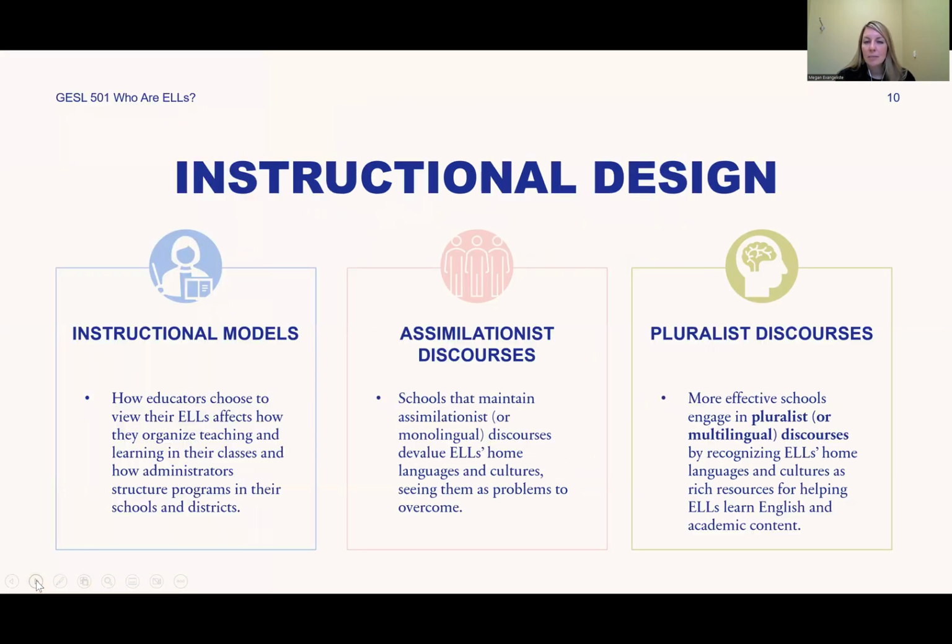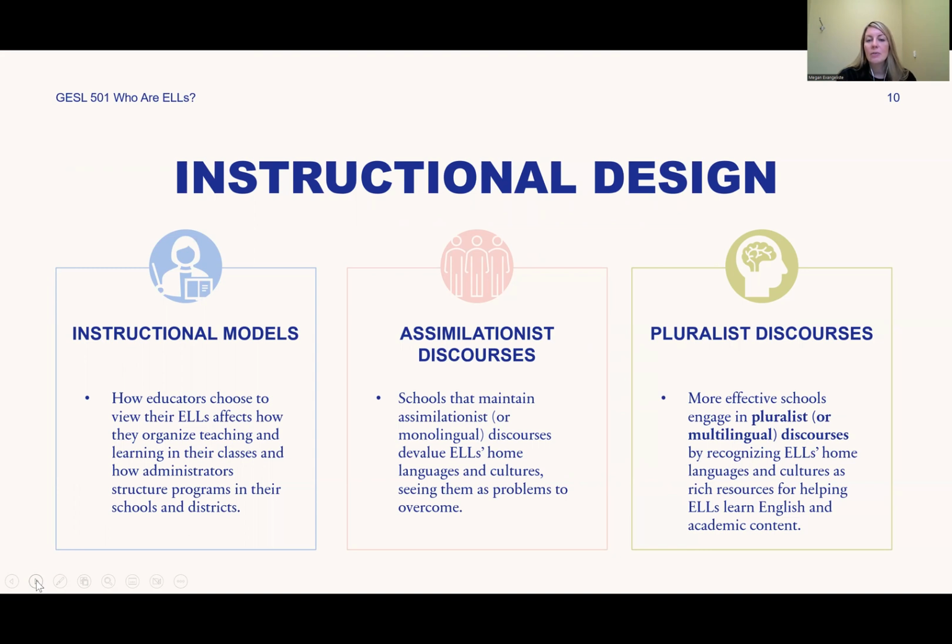So we did talk a little bit about instructional design and the way that we model teaching and learning for our English learners within the K-12 setting. So our instructional models focus on how we as teachers can view our English learners and organize teaching and learning within the structure of our program in our school and our district.